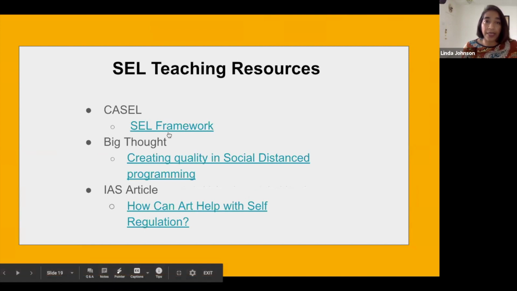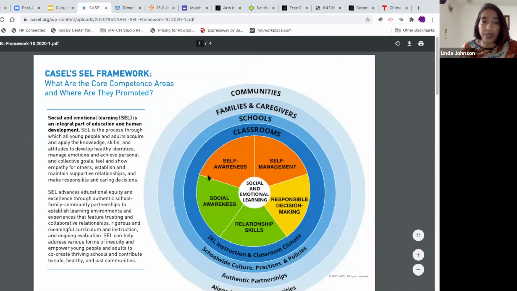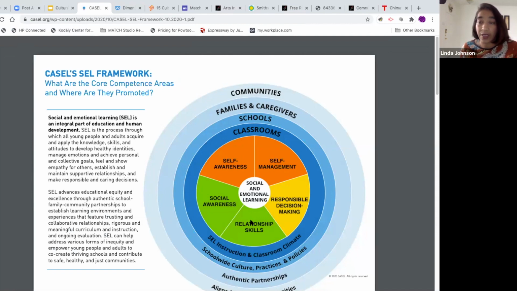So the SEL framework with CASEL, this is a resource that you can use, and you can see what SEL is about and the core competency areas. But self-awareness and self-management, those are two of the things that are really going to help you. And then also your relationship skills, because in a lot of the arts, there is a lot of collaboration that students have to do. My students had to learn how to work together when they were composing.